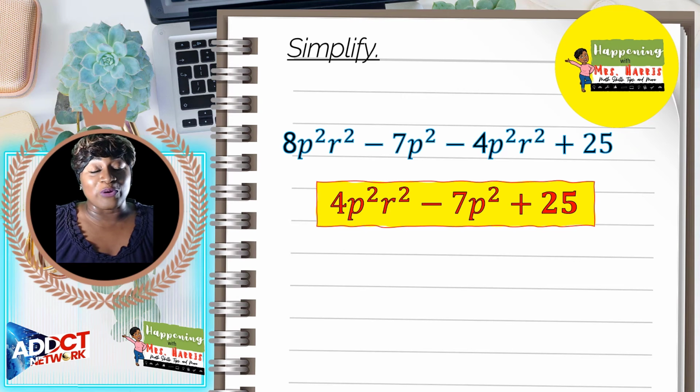For this problem, your solution should have been 4p to the second power r to the second power minus 7p to the second power plus 25. Did you do it? Awesome! Now let's check your work.